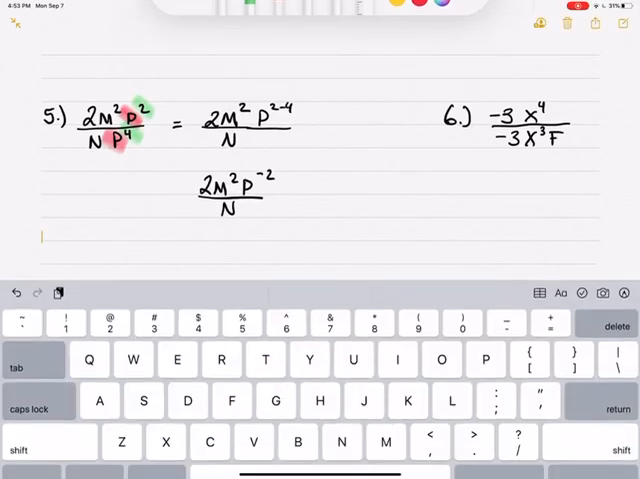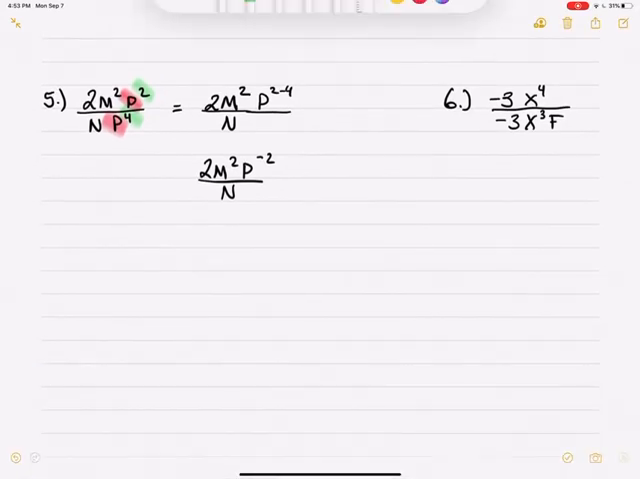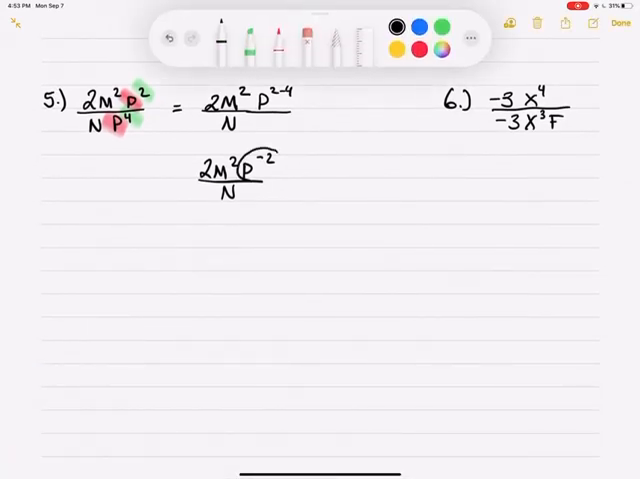In the future, we'll talk about when you have a negative exponent, this would actually go down to the bottom, and it would become positive. So this would be 2m squared over n p squared. Okay, but for right now, this is just fine.